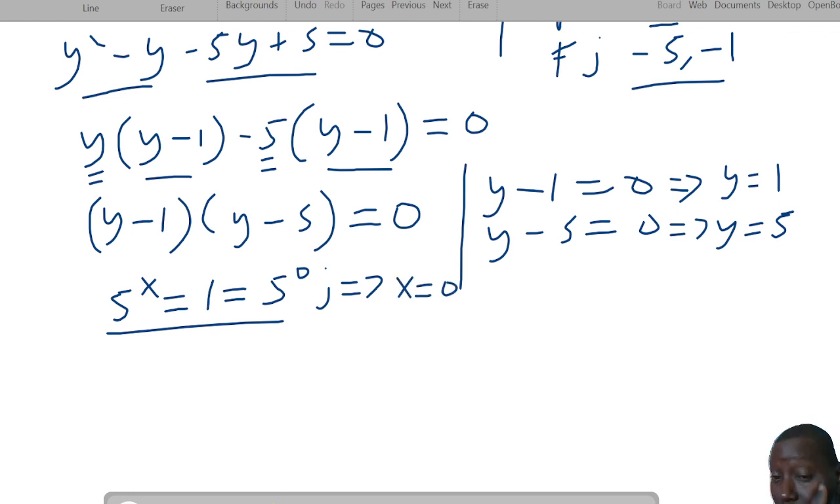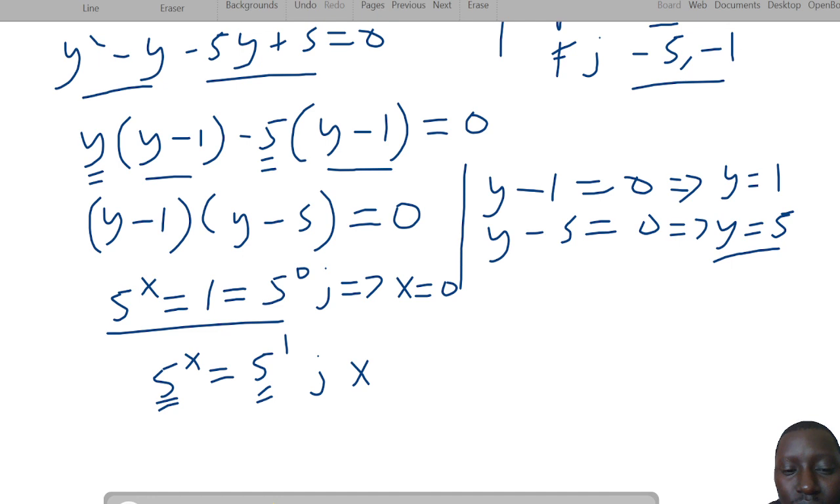And basically from the second one, where y is 5, it implies that 5 to the power of x is equal to 5 to the power of 1. The base is 5, the base is 5. It implies that the powers will again be equal, and class, the value of x will be equal to 1.